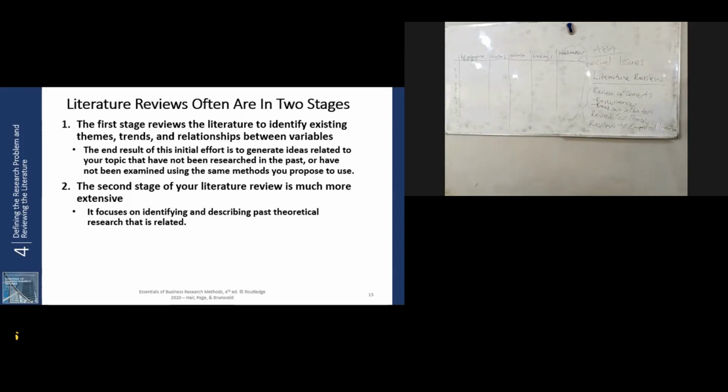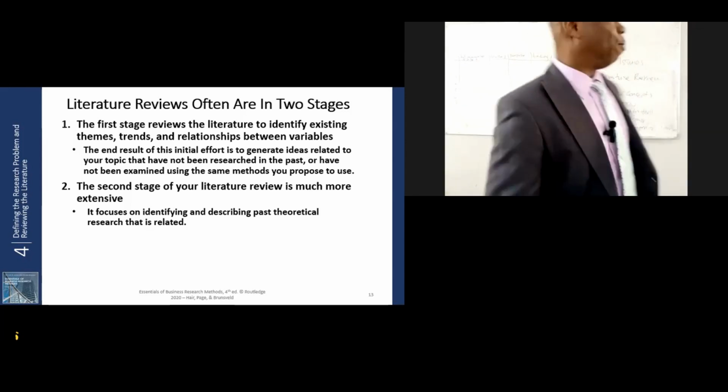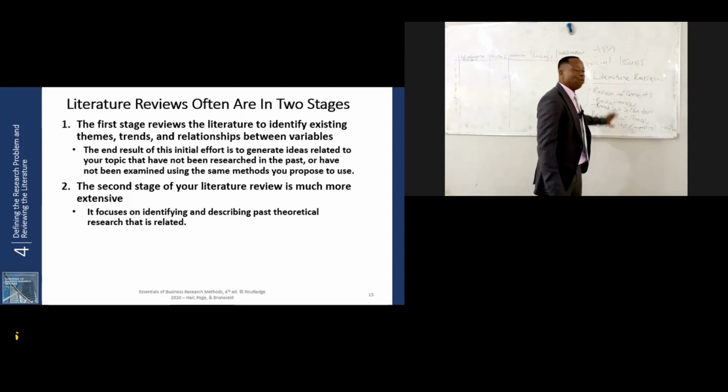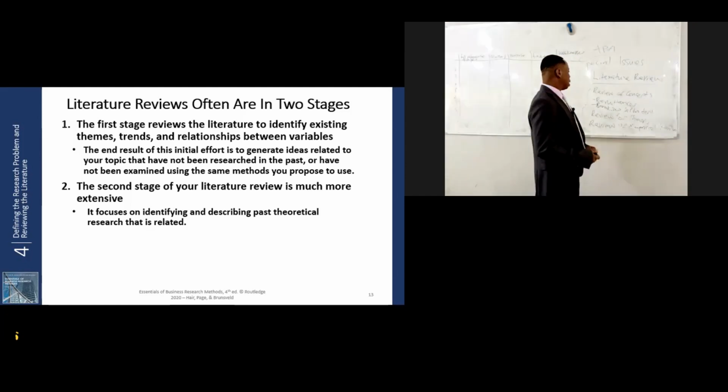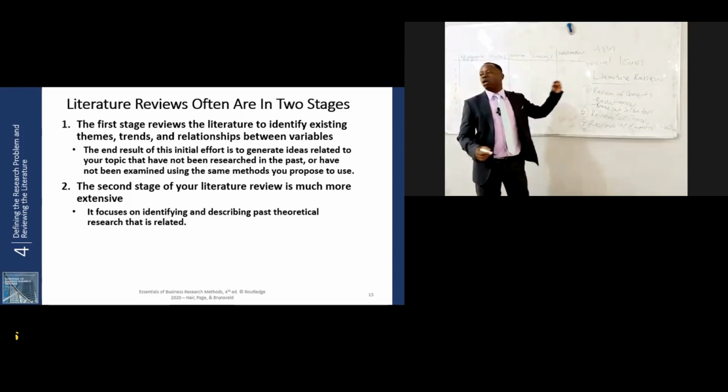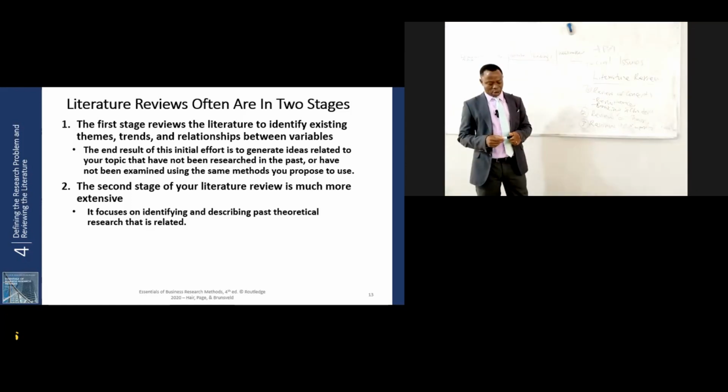Then at the second stage, you now identify and describe past theoretical research ideas. So we talked about the fact that within the literature review, you can segment them into those categories. But in terms of order of presentation, this order is what I recommend. First, the concepts. When you are done, theory. Then when you are done, you come to empirics. In that order. So the empirics often come last.